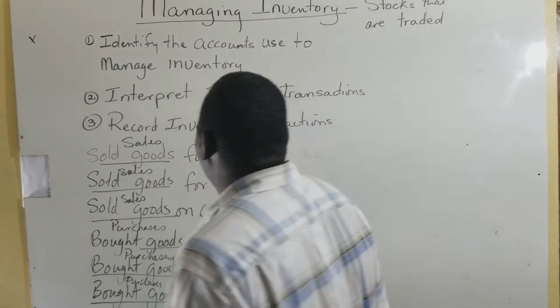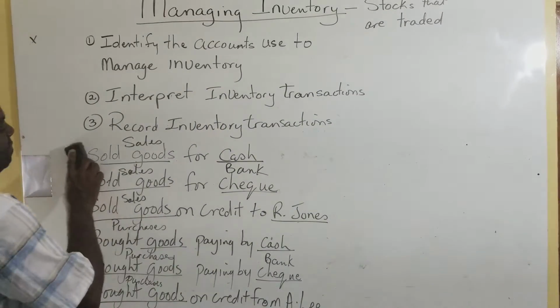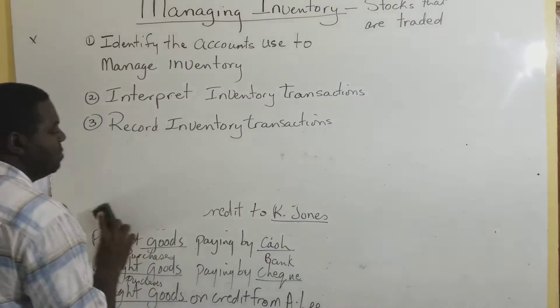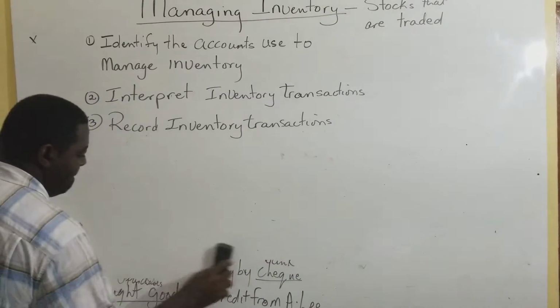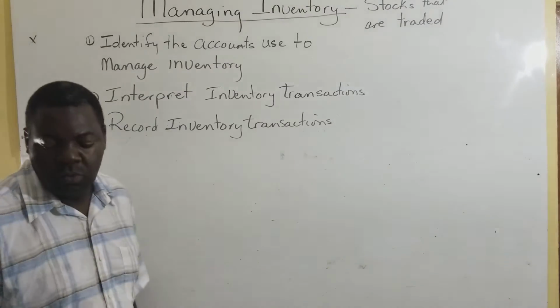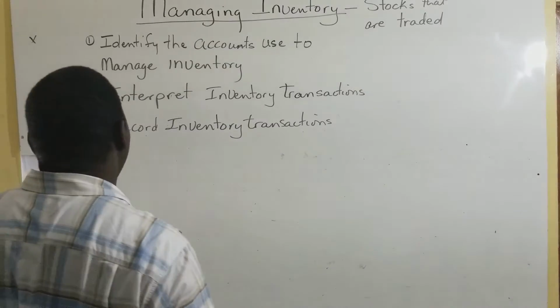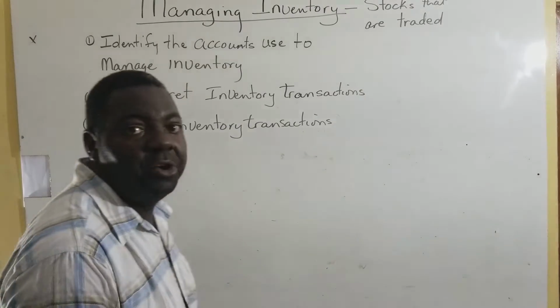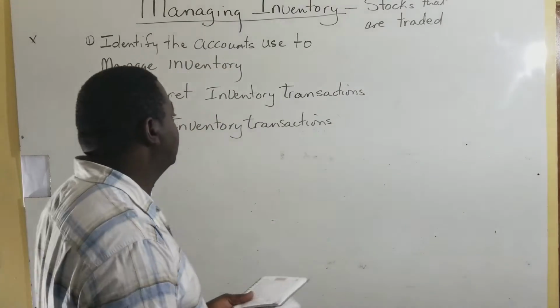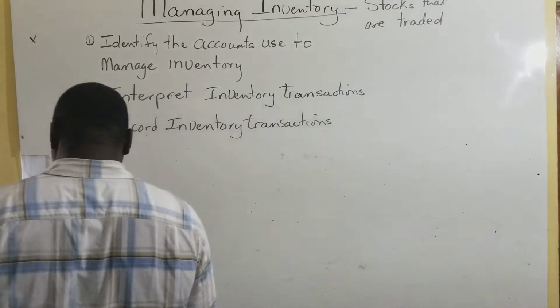All right, so let's move on now to the third objective. And that is now we are going to seek to record the transactions, okay, using the double entry system, the T accounts, right, from the transactions. So let's get on with that now.